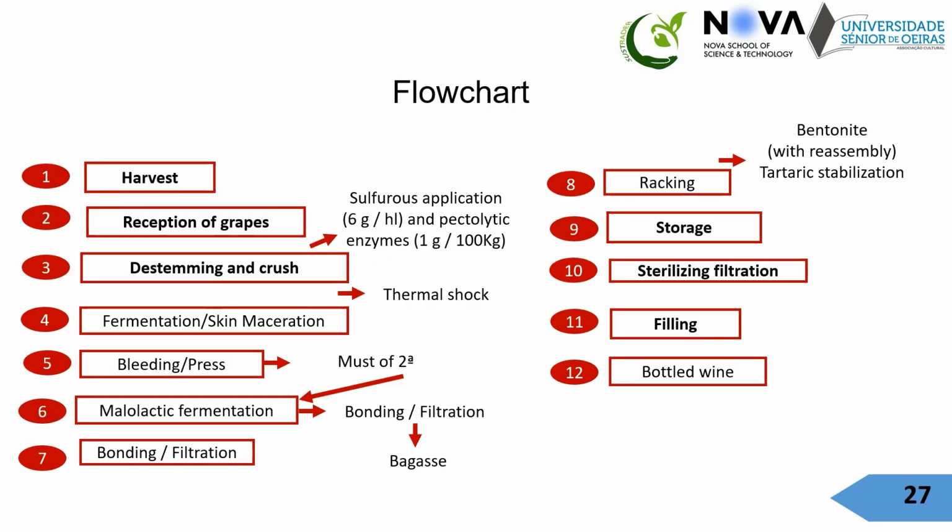In sum, to produce red wine, the stages are harvest, reception of grapes, destemming and crush, fermentation and skin maceration, bleeding and press, malolactic fermentation, fining and filtration, racking, storage, sterilizing filtration, filling, and bottled wine.